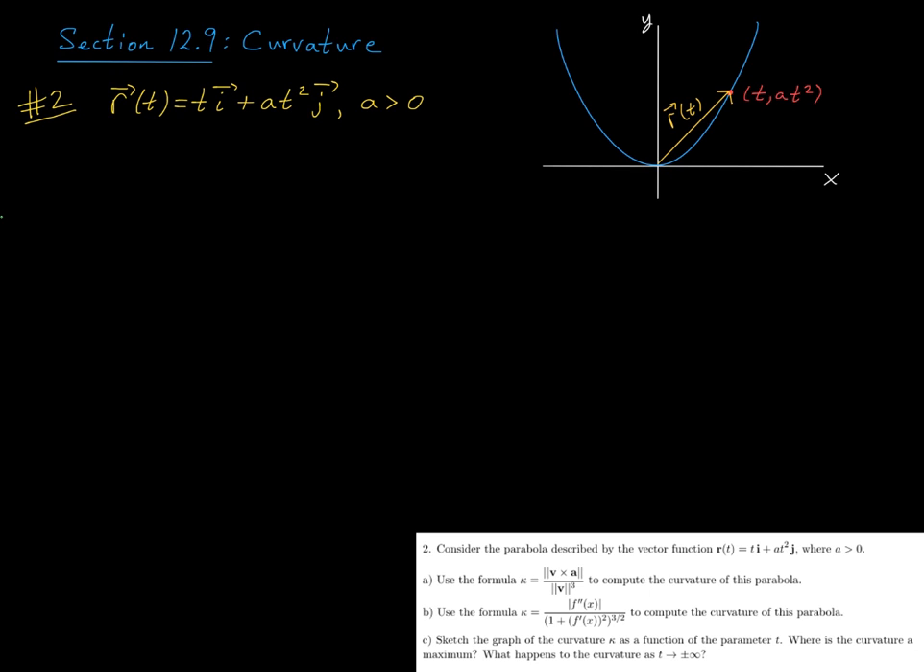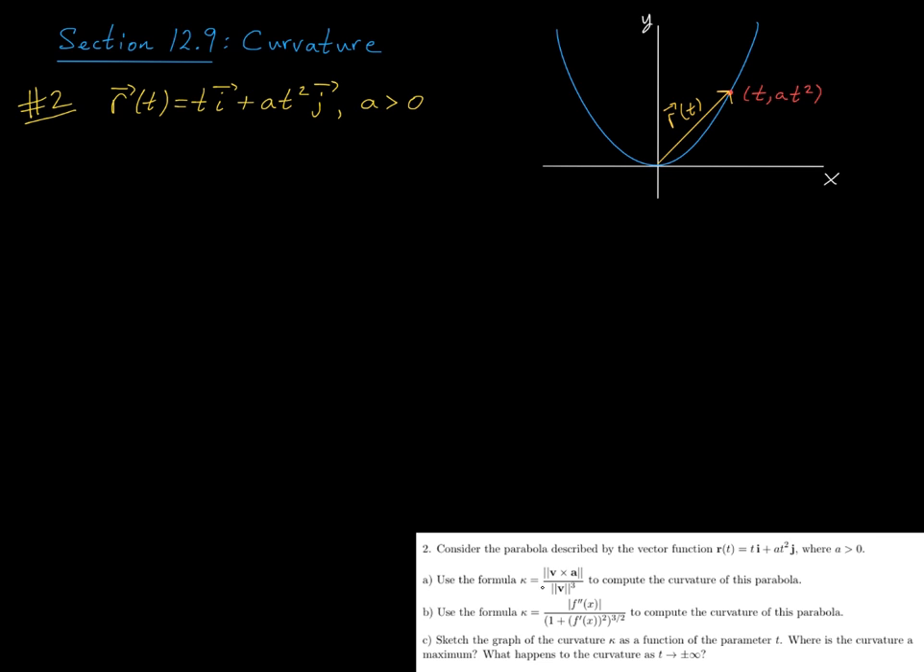Next up is problem number 2 on the worksheet. It says consider the parabola described by the vector function r of t, which is ti plus at squared j, where a is a positive constant. In part A, it says to use the formula kappa equals the magnitude of v cross a over the magnitude of v cubed to compute the curvature of this parabola.